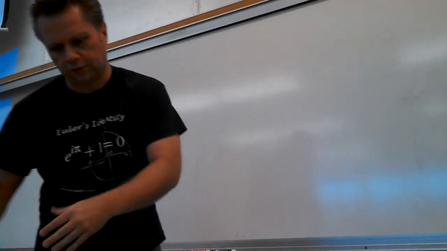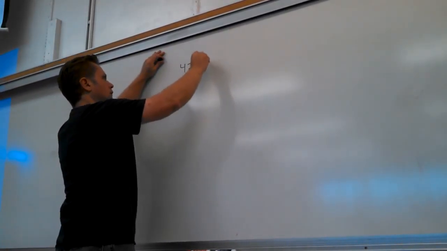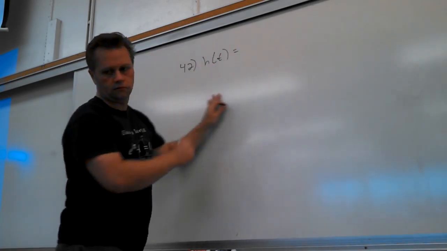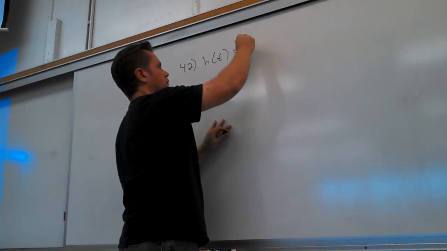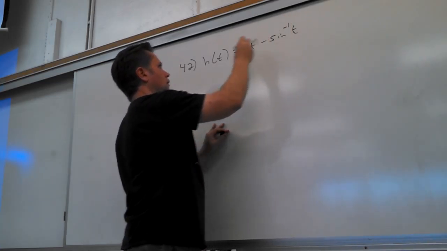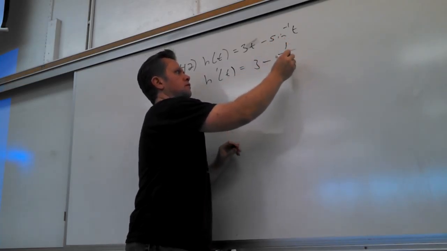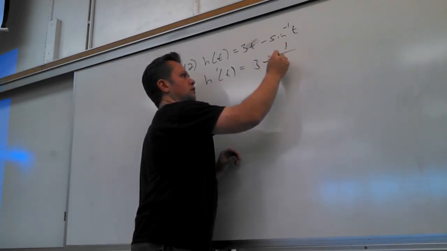Well, let's look at 42. It's got a good old arc sine in there. I like it. So the derivative would just be 3 minus 1 over the square root of 1 minus t squared.